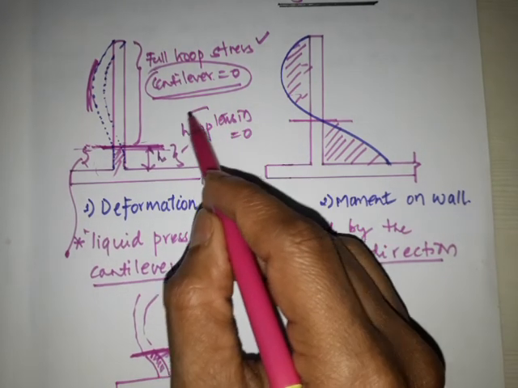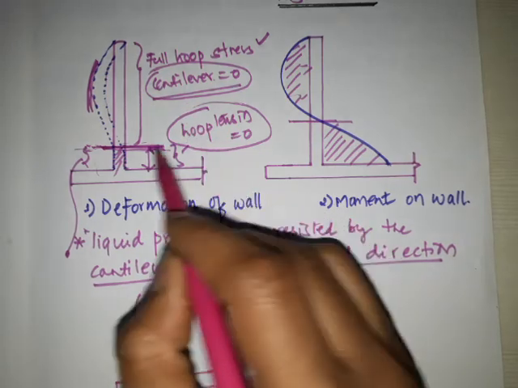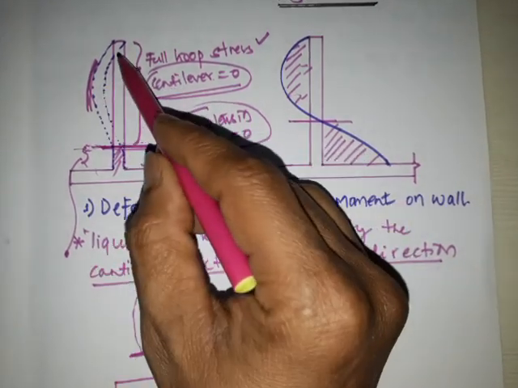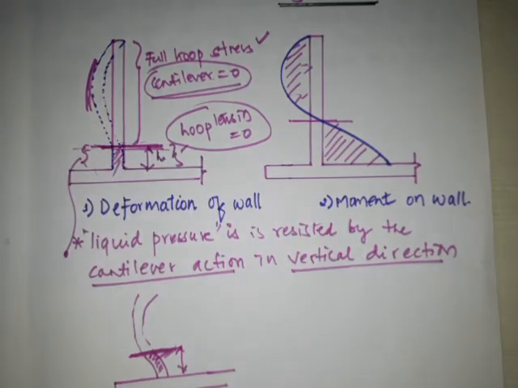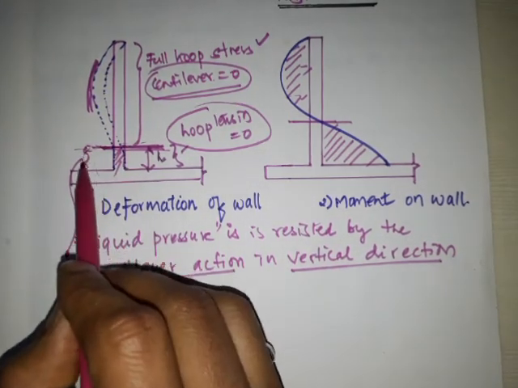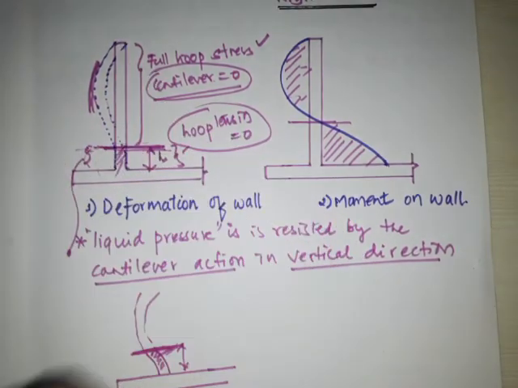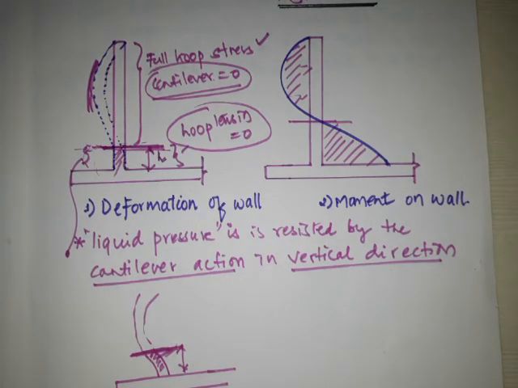In this case, the hoop tension will become 0 at the bottom height near the junction. But vice versa, here the cantilever action will become 0. So what do you have to do? For this height we have to design the wall for cantilever action, and for this height we have to design the wall to resist the hoop tension stress. Okay, so this is just the introduction of the circular water tank with rigid base.